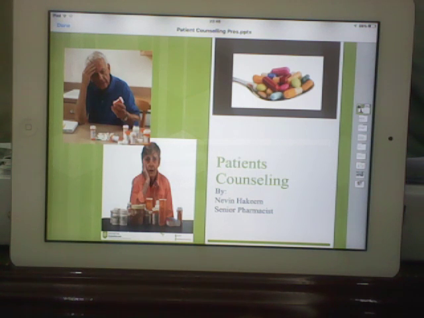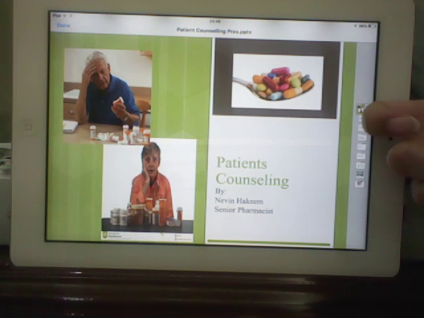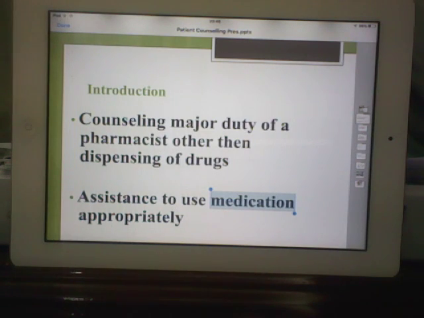We will talk about patient counseling in the following 10 minutes. Who's supposed to do patient counseling? It's the job of the pharmacist. His major duty is counseling patients rather than just dispensing the medication. He is assisting patients to use their medication in a proper way.